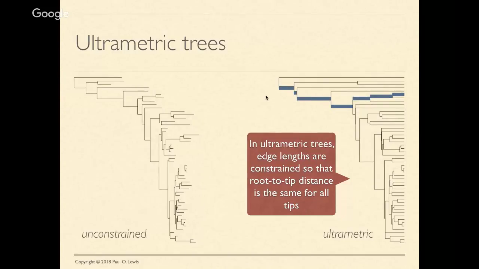In these diagrams, it's the horizontal portion of the distance that matters. The vertical components are simply there to separate the nodes, and they're not counted when measuring the length of the path between the root and the tip. If edge lengths are proportional to time, then trees are necessarily ultrametric. Hence, ultrametric trees are often called time trees.